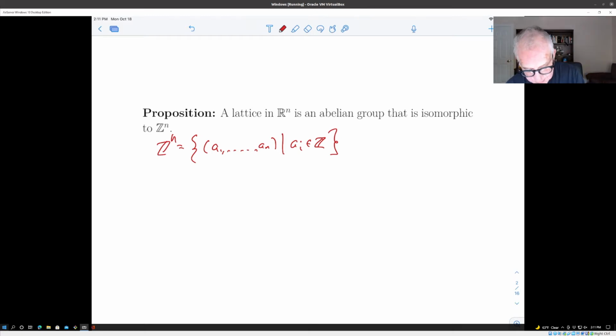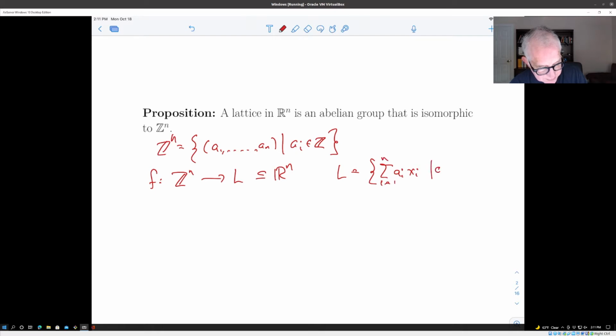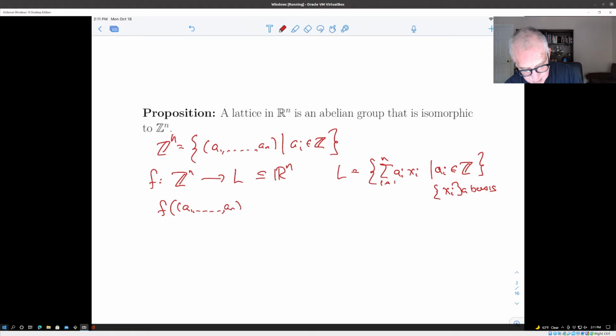And the map f from Z^n to L contained in R^n, here L is the collection of integer linear combinations of a basis x1 up to xn, is you just take a vector and you convert it to a sum of the basis vectors using the elements of your element of Z^n as the coefficients.